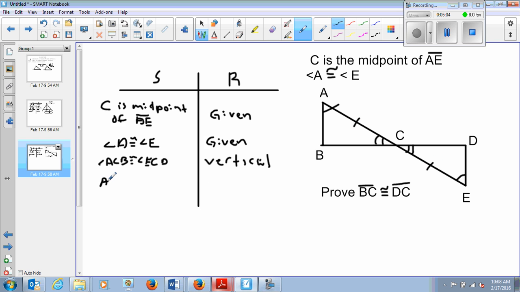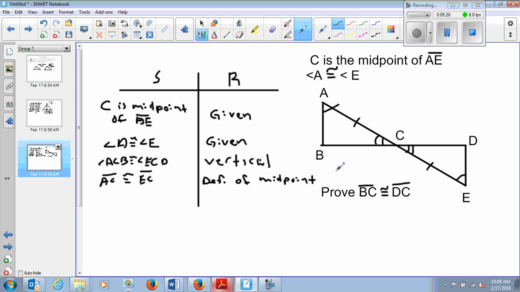So I'm going to say AC is congruent to EC, and not because it was given to me, but because I knew the definition of one of these words. The word was midpoint. So my reasoning is the definition of a midpoint. That's what a midpoint is. It's in the middle of a line segment. So those two parts are going to be congruent.